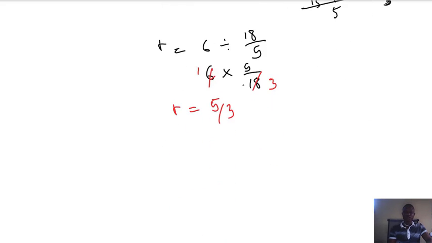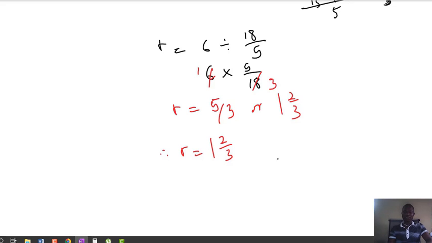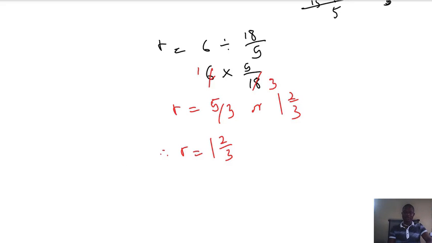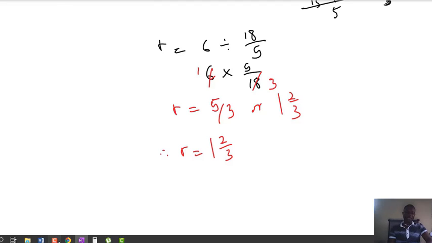We have the common ratio equal to 5 over 3, or 1 whole number 2 over 3. So therefore r is equal to 1 whole number 2 over 3. So student, that is how we go through to find the value of s and r.